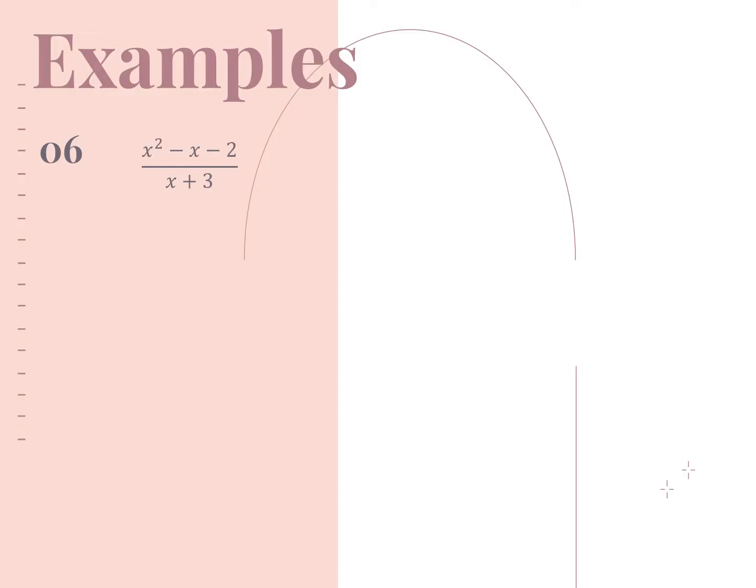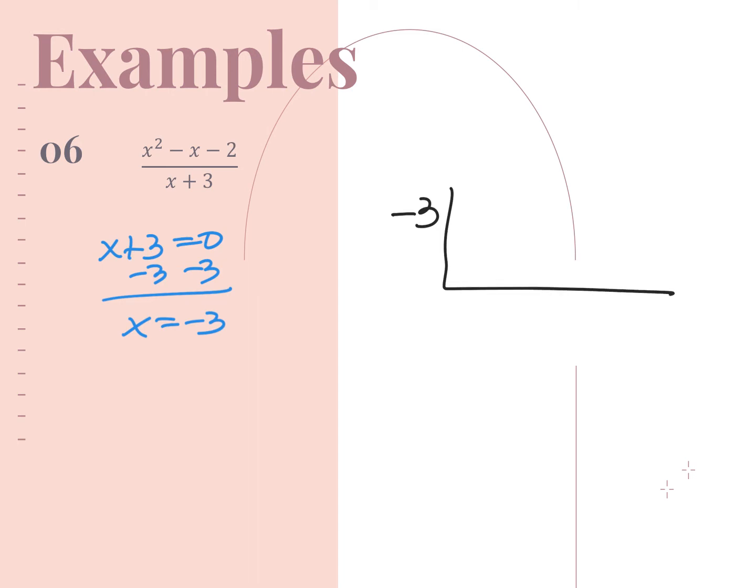So example 6, this is the same thing that I did in example 2, but now I use synthetic. Again, I need to make sure it's in descending order, and it is. Now I'm going to take the coefficients, and again, I could take the denominator, x plus 3 equals 0. So the number that's going outside of my synthetic is -3. Then I take all the coefficients. The coefficient of x squared is 1. The coefficient of x is -1, and then -2.